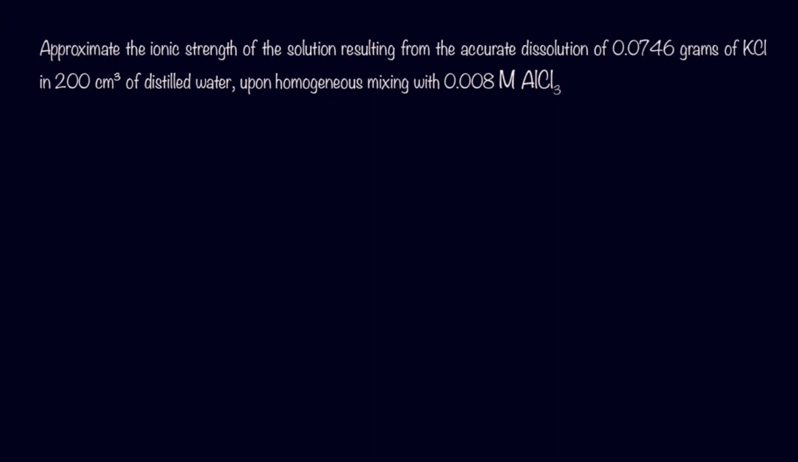Alright, so let's move on to question number 2. Approximate the ionic strength of solution resulting from the accurate dissolution of 0.0746 gram of KCl in 200 centimeter cube of distilled water upon homogenized mixing with 0.008 molar of AlCl3. Right, for this question, you were given the mass for KCl and the volume of water that you're using. So the first thing that you need to do is find the number of mole.